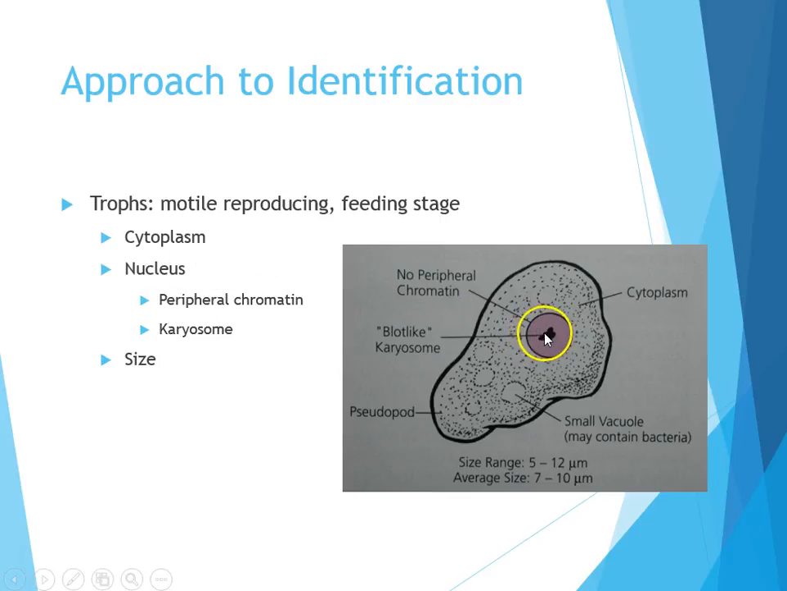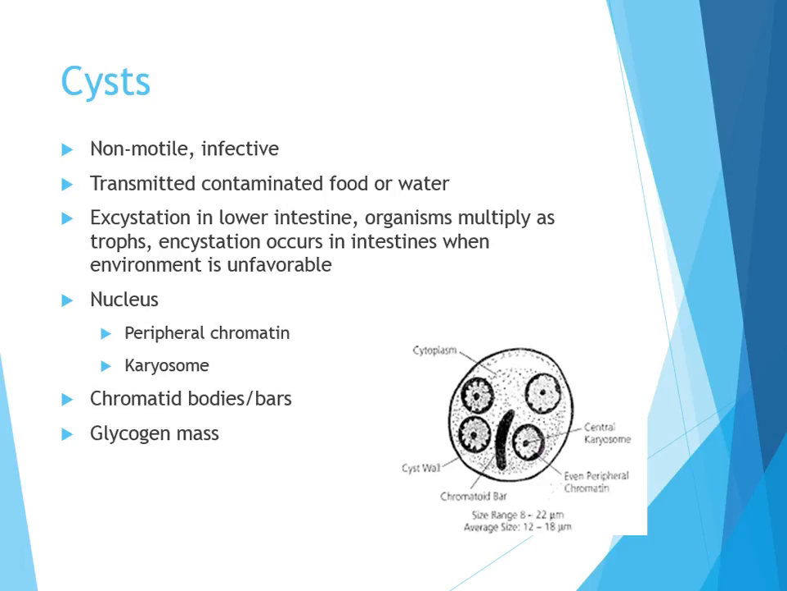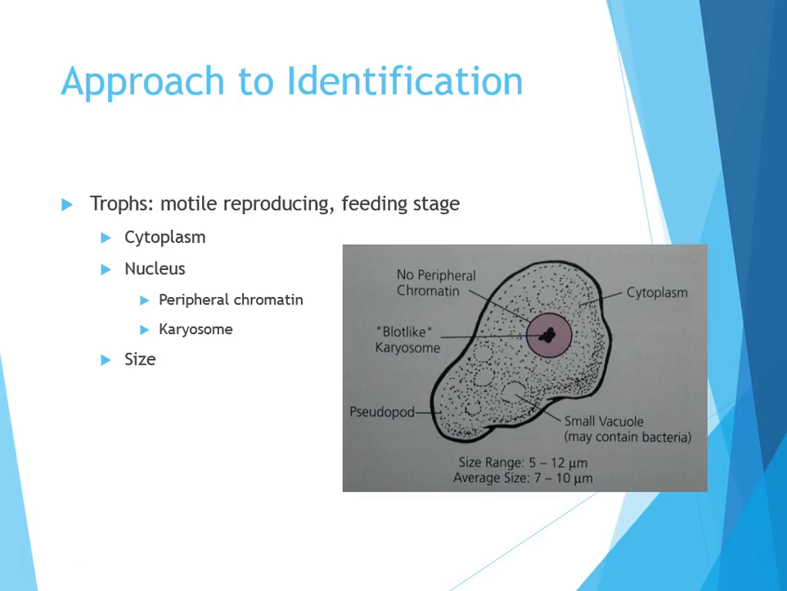In the nucleus, in the center, is something called a karyosome. Some of them have blot-like karyosomes. Some of them have real small, discrete karyosomes. Then the peripheral chromatin you want to look at. This is the chromatin around the edge of the nucleus. And you also want to look at the size, how big it is. Also, you need to look at how many nuclei the parasite can have. Some of them may have more than one.